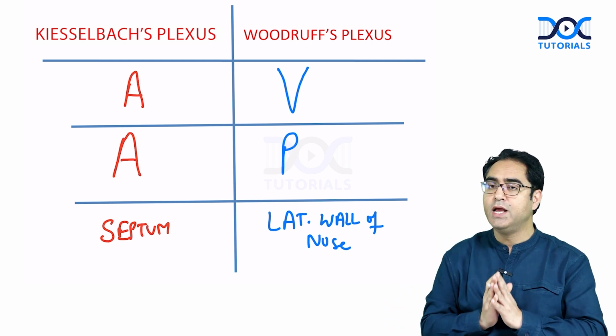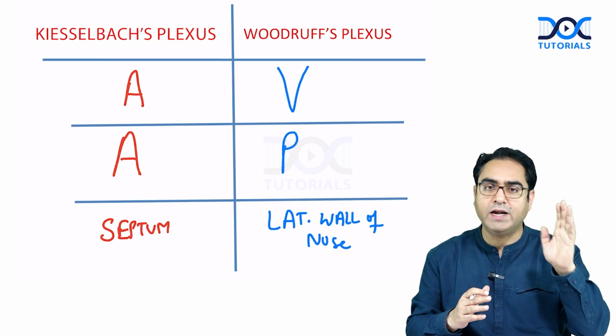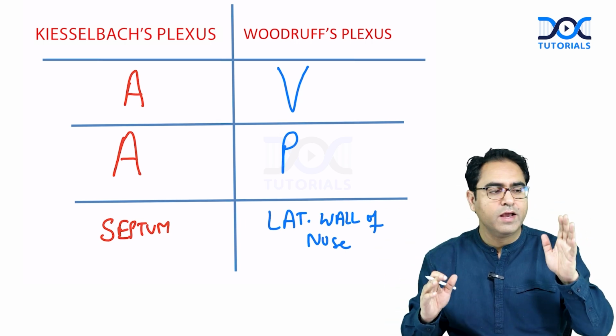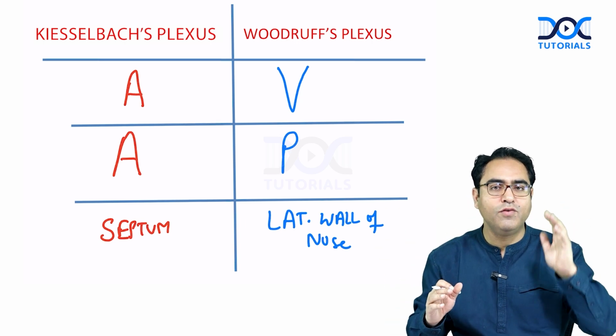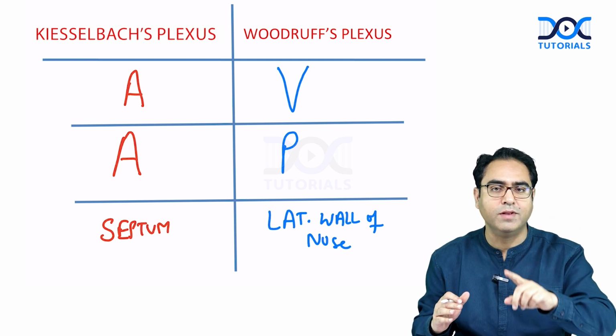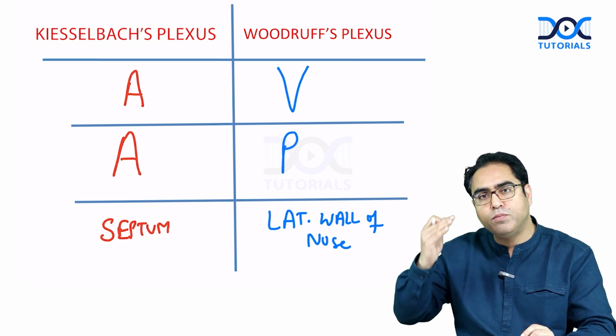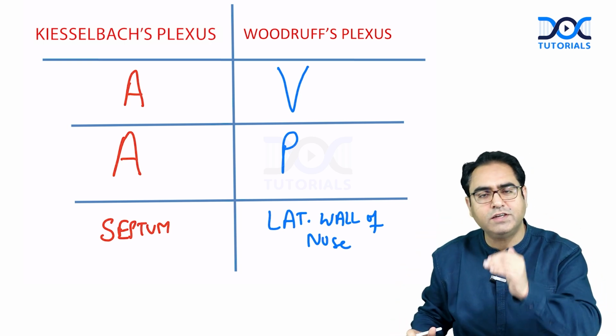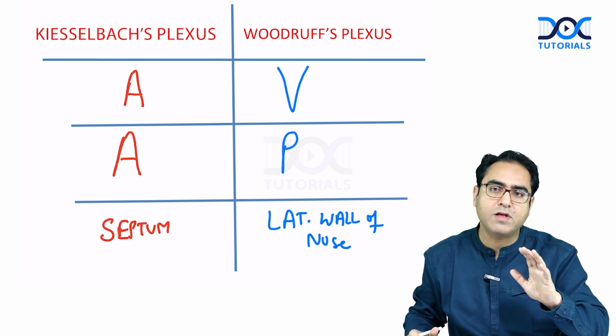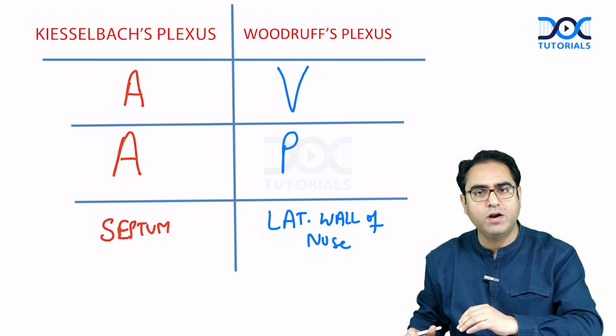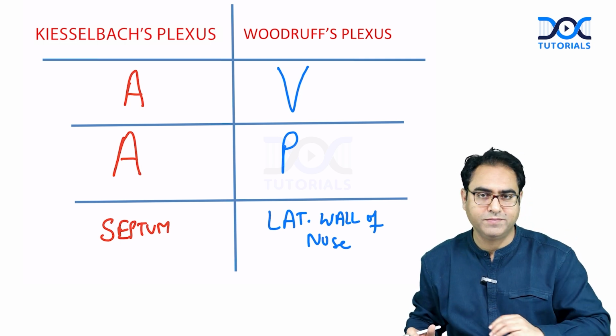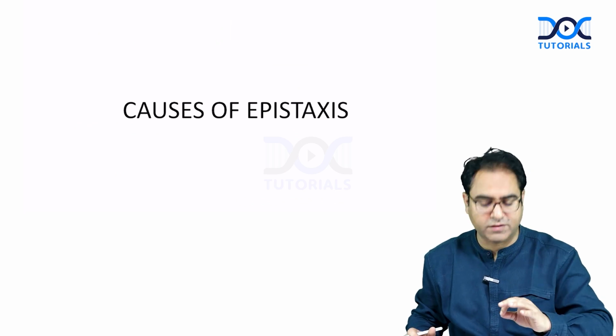Let's revise once again. The Kiesselbach plexus is arterial, Woodruff is venous. Kiesselbach plexus is in the antero-inferior part of the nasal septum, but Woodruff plexus is on the posterior-most part of the lateral wall of the nose, just above the inferior turbinate. Kiesselbach is the commonest site of bleeding and Woodruff is an uncommon site of bleeding. Let us talk about the causes of epistaxis.